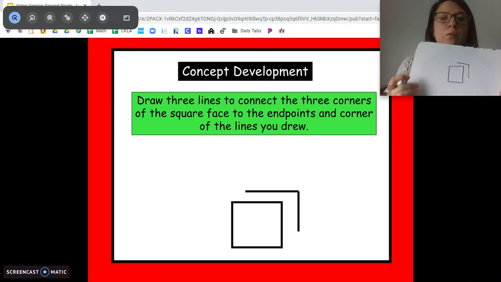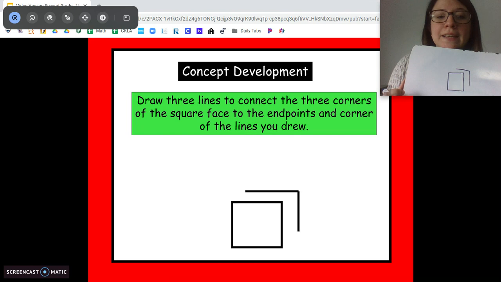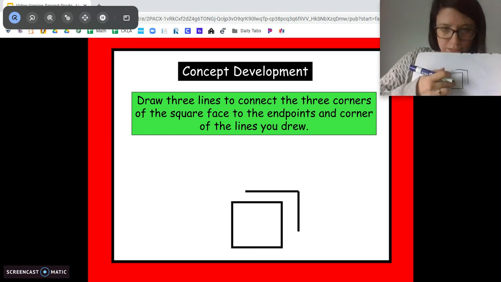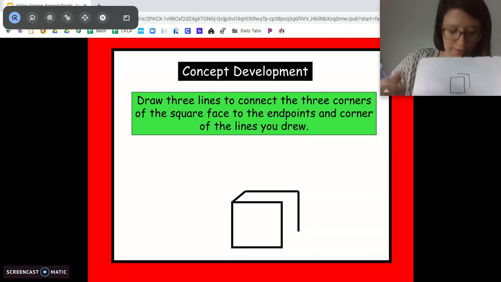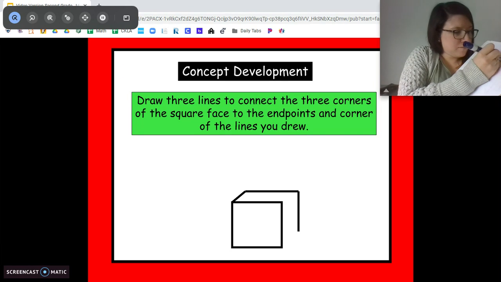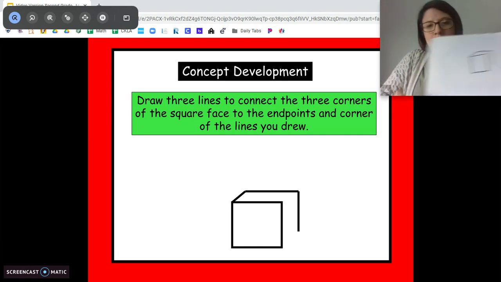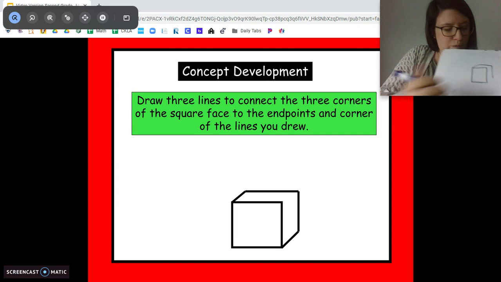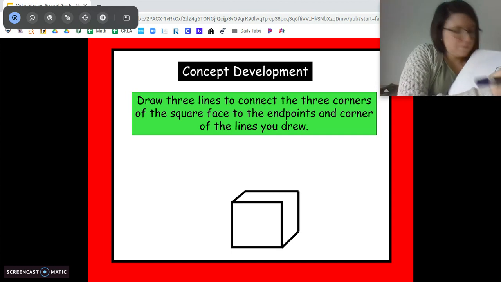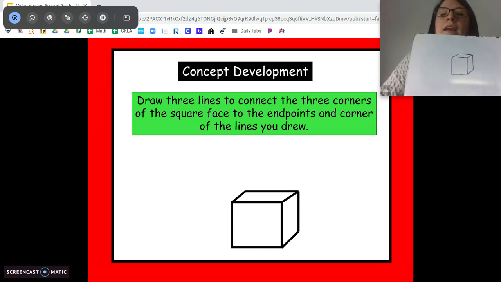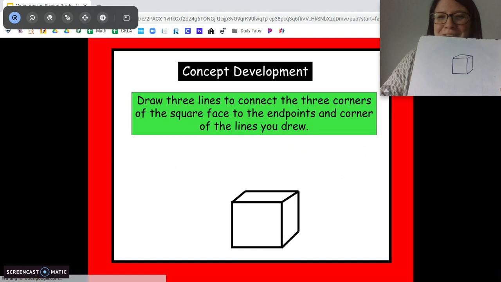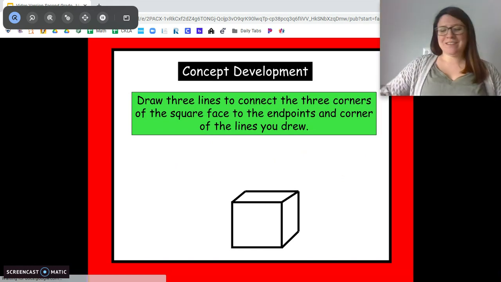Okay. Now we're going to draw 3 lines to connect 3 corners of the square face, this is our square face, to the end points on the lines you just drew. So you're going to draw 1 line there, 1 line on the bottom, and 1 line to connect all 3 corners. And you've made a cube! Woo-hoo! Let's do it one more time.